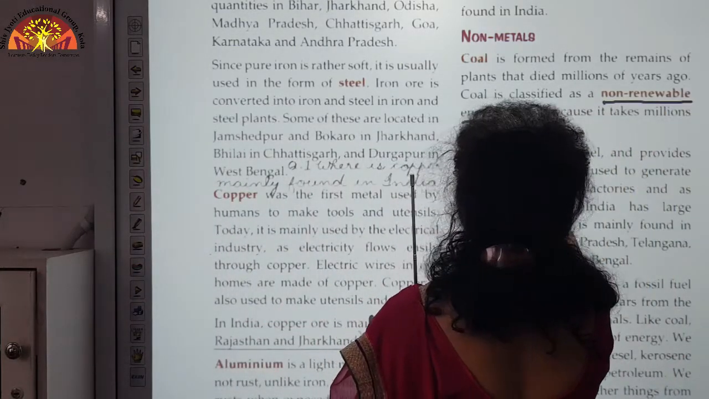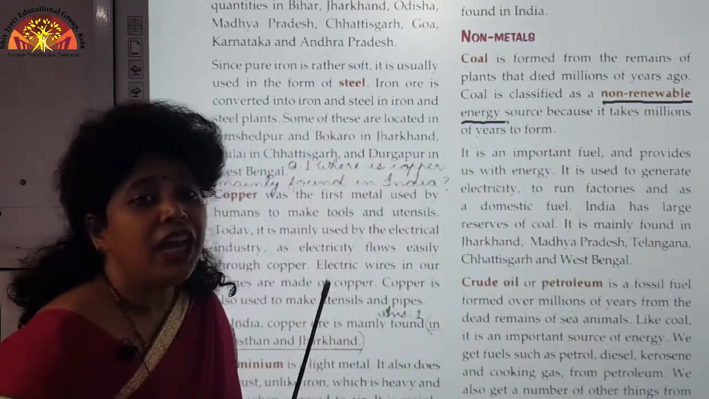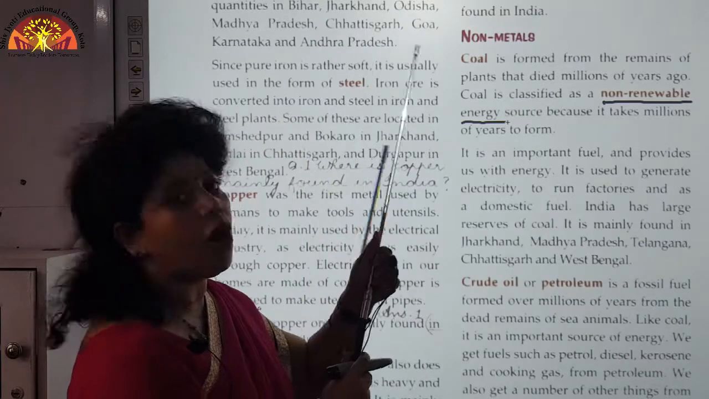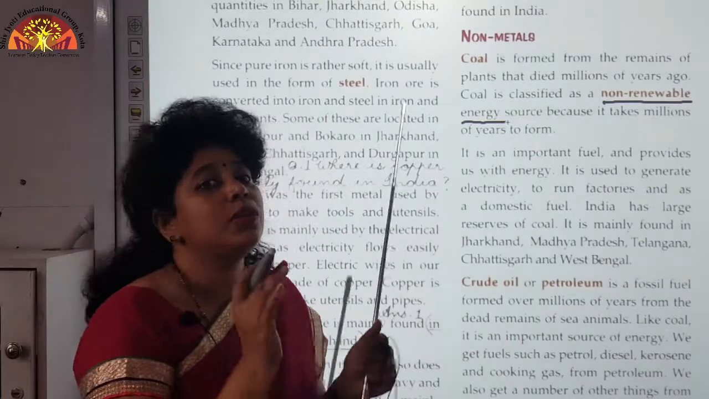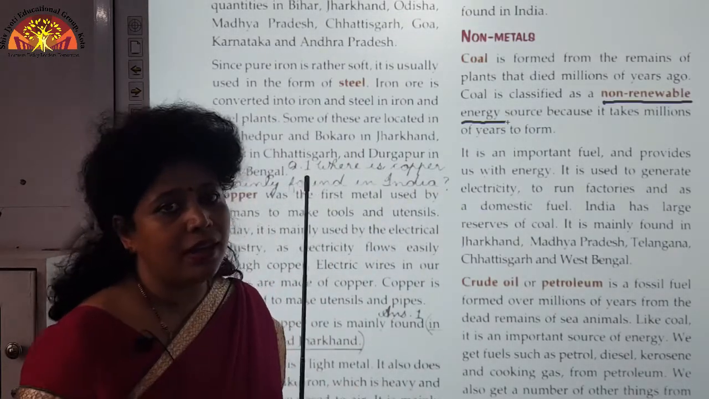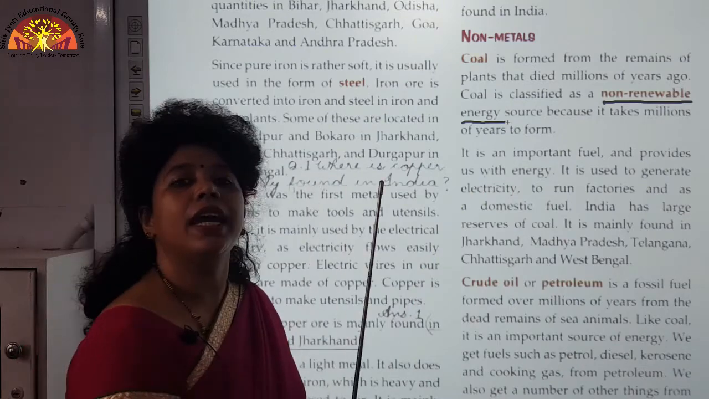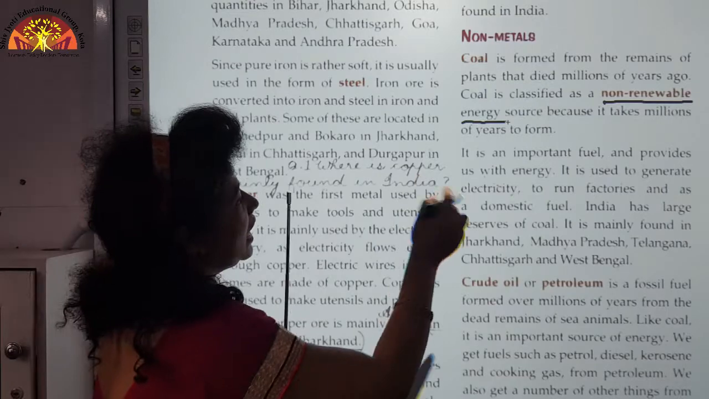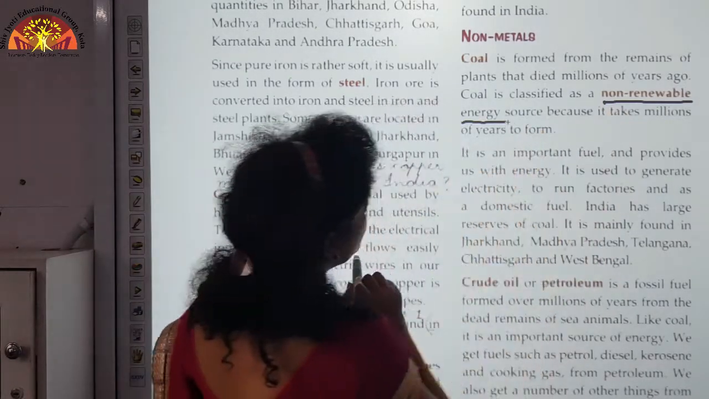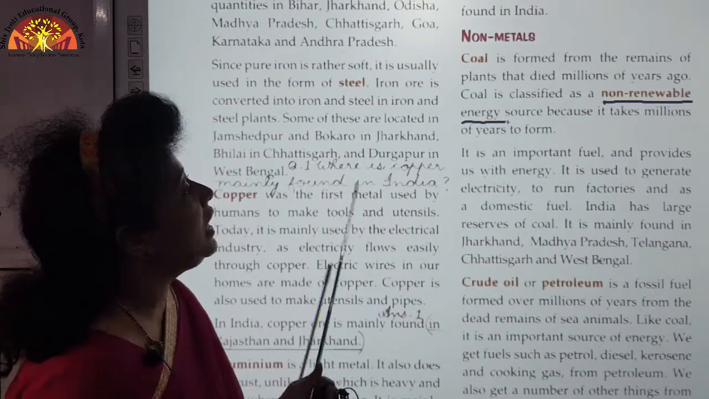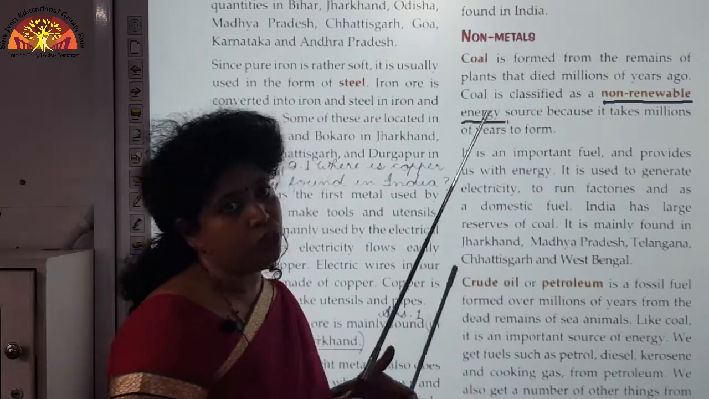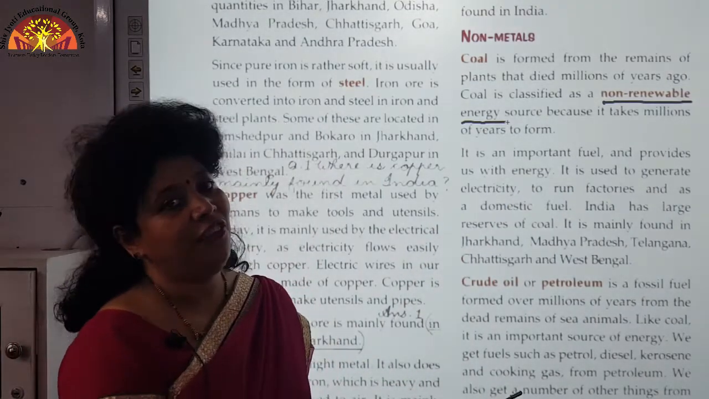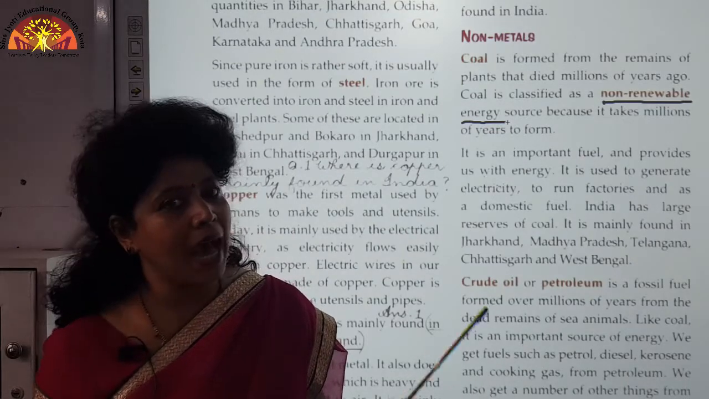And coal is classified as a non-renewable energy. Why is it a non-renewable energy? Because it took many hundreds of millions of years to form coal. So as soon as you use it, can you get it back immediately, or can you get it back within a few years? No, it is not possible. That is why they consider it non-renewable energy, because it took millions of years to form coal, and as soon as you consume it, it is very difficult to form it back again.